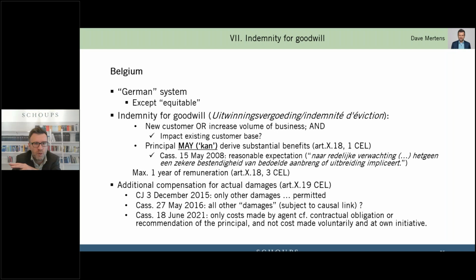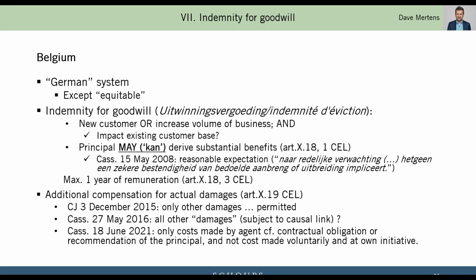So an additional compensation must be other damages, such as, for instance, severance payment you have to give to staff you have to dismiss, or investments you made, a lease contract you made that is now lost because of the termination. The Belgian case law has confirmed that. Well, it's all other damages other than the loss of customers, loss of commissions, subject to a causal link between the damages, obviously, and the termination.